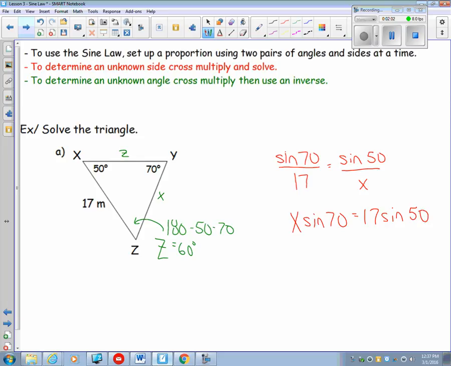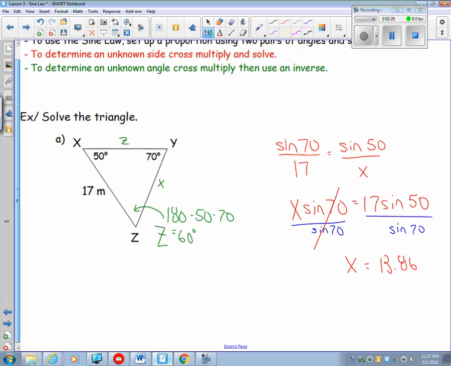I want to get x by itself, so I need to divide out the sine 70 from this side. If I do that, I need to just divide out the sine 70 from this side. I can put that all in my calculator the way it looks. These two things will cancel each other out. And on the other side, if I do all that in my calculator, I end up with 13.86. All right, and that's it. I've solved side x.